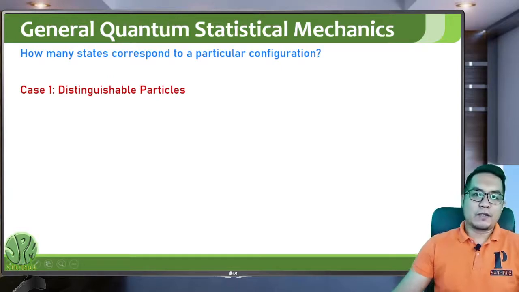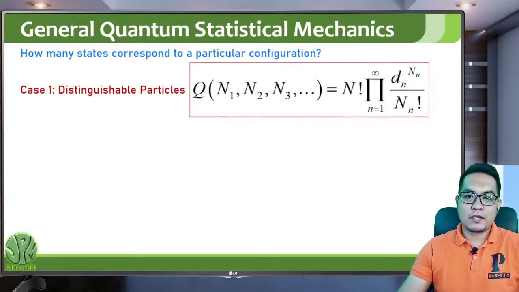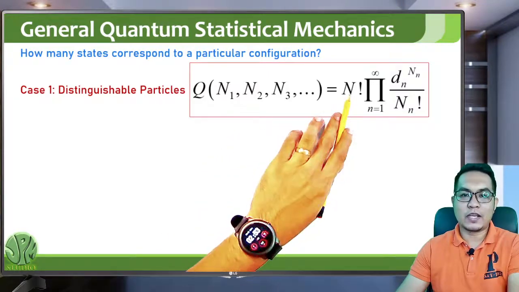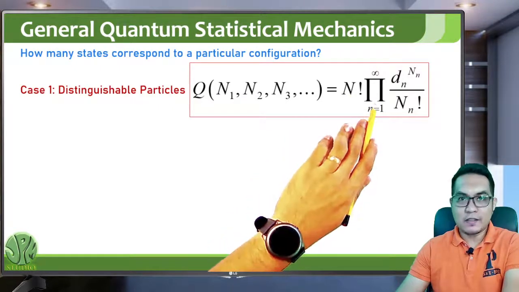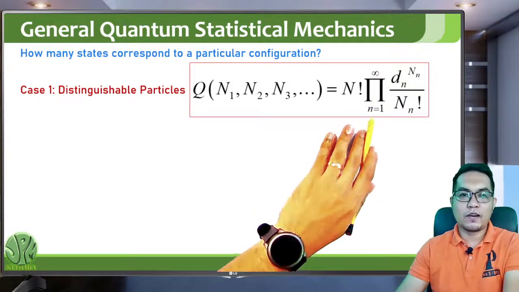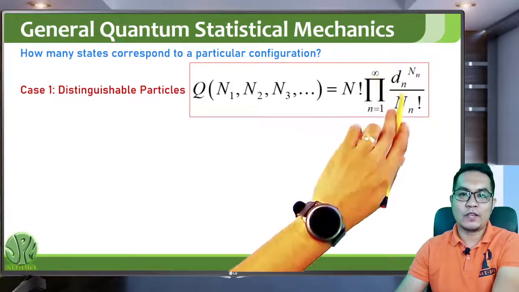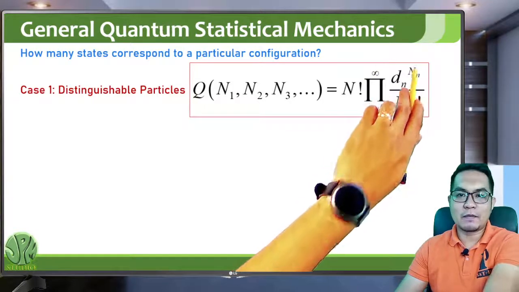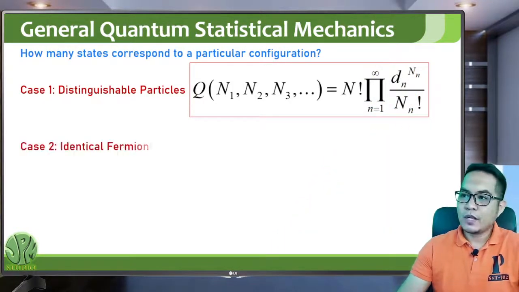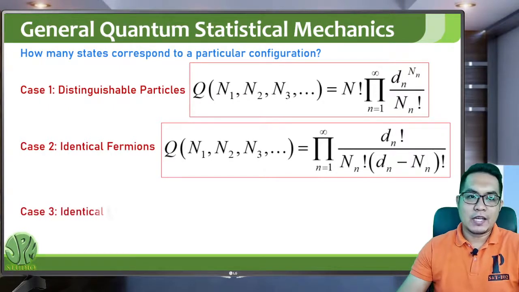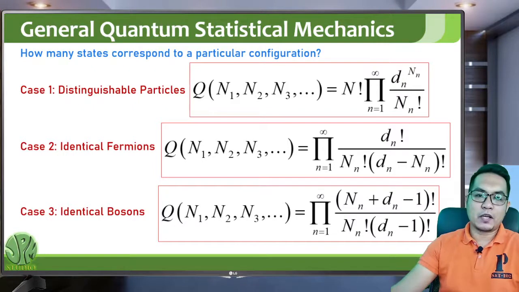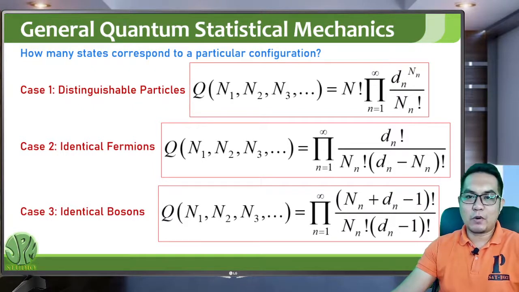For the case of distinguishable particles, the number of states for a specific configuration is given by this one. So you have N factorial, where again N is the total number of particles, and then you have a product. This is not a summation, this is a product, over n, where n starts from 1 to infinity. d_n is the degeneracy, and N_n is the occupation number. And this is the number of states for every configuration for identical fermions, and this is the number of states for every particular configuration for identical bosons.